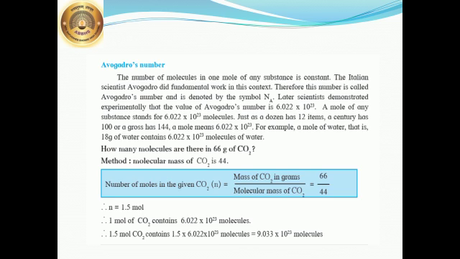The Italian scientist Avogadro did fundamental work in this context. Therefore, this number is called Avogadro's number and is denoted by the symbol N A. Later, scientists found out the value of this number, which is equal to 6.022 into 10 raised to 23.